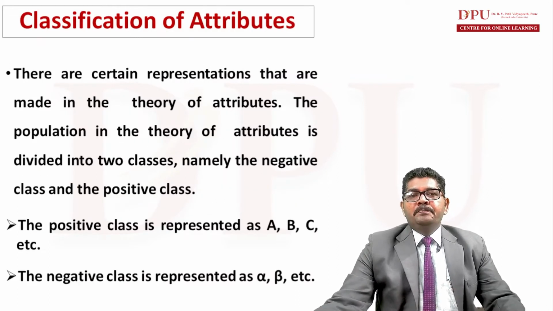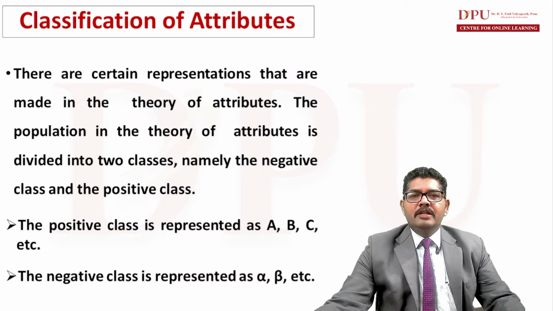Classification of attributes. There are certain representations that are made in the theory of attributes. The population in the theory of attributes is divided into two classes, namely the positive class and the negative class. These are the two parameters based upon which we classify the attributes. The positive class is represented by the capital letters A, B, C, etc., and the negative class is represented by Greek letters such as alpha, beta, gamma.